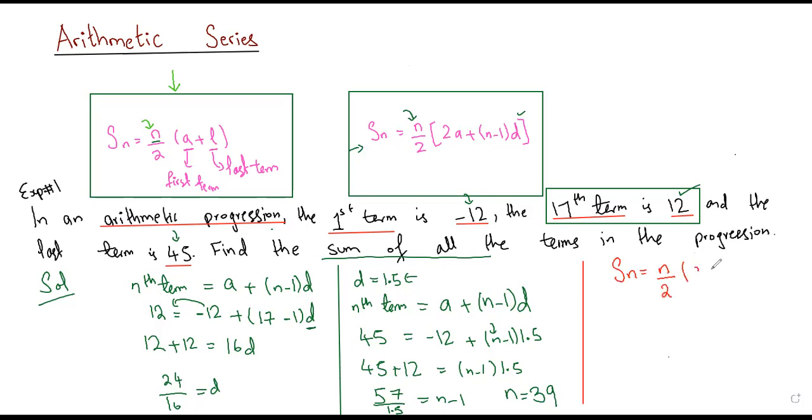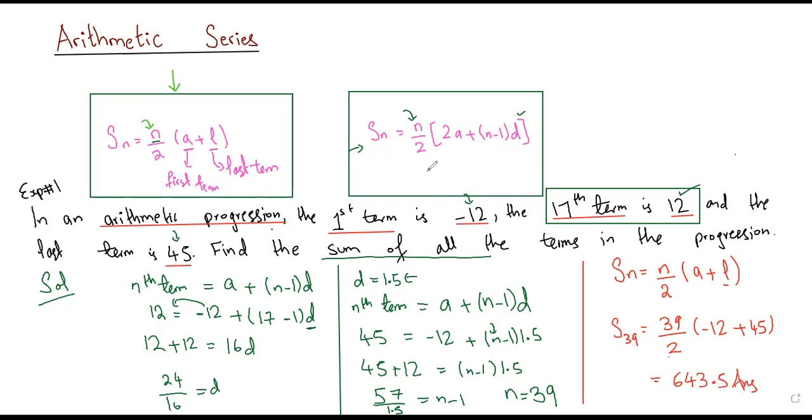Okay, so I'll help you with the first one. So I am using this formula. I need to find the sum till the last term. So I'll just write it down. Sn, n is going to be 39. So S39 equals 39 divided by 2. A is minus 12. L is the last term, that is 45. And that is it. And now I'll simplify this and I am going to get 643.5. This is the answer.